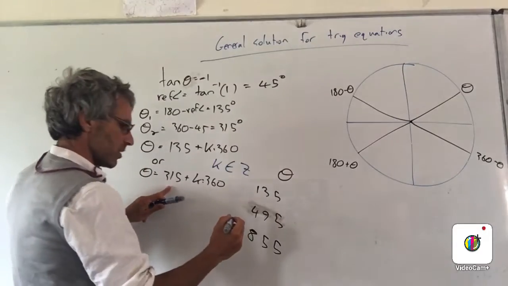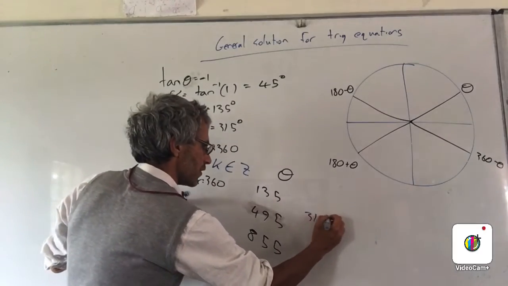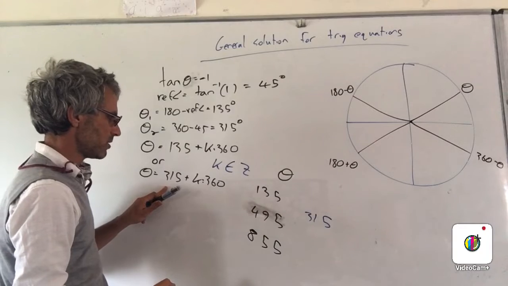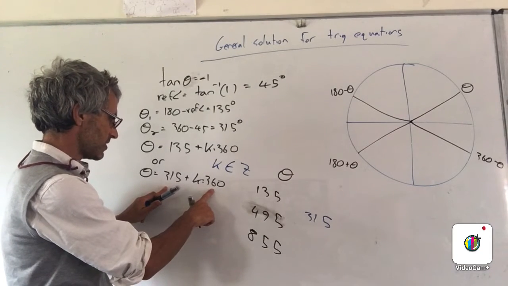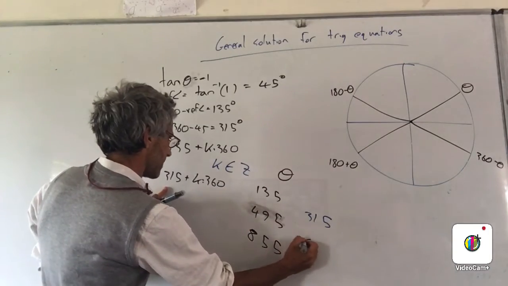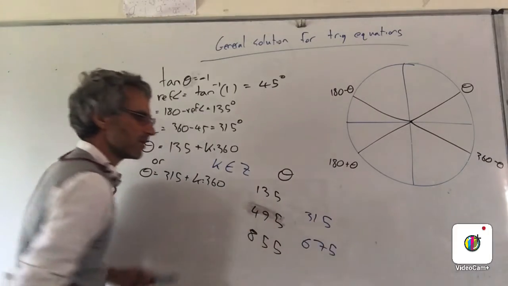Now let's write these ones. 315 is the first one. What's the next one? No, hang on, we add 360 to that. That should be easy. That's 675, right?